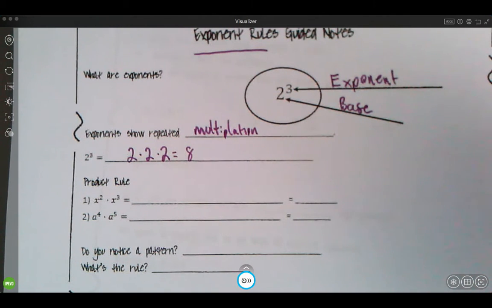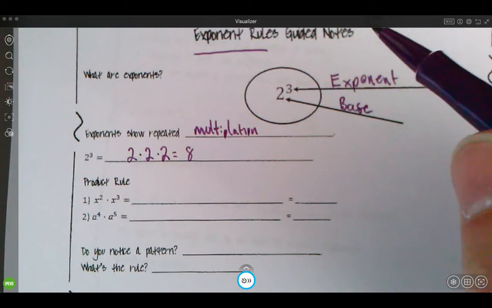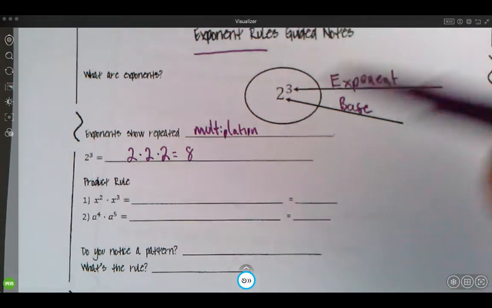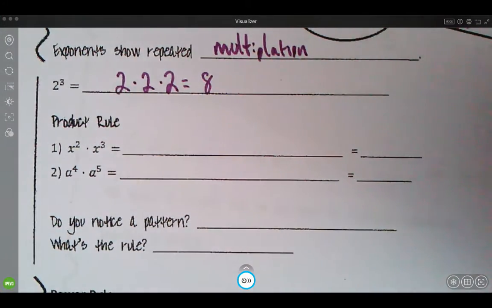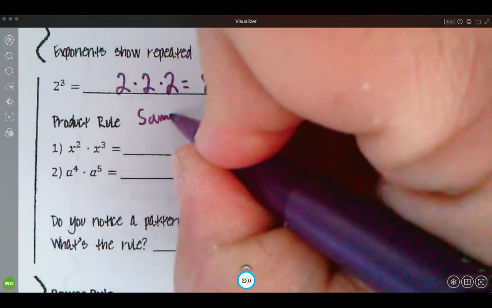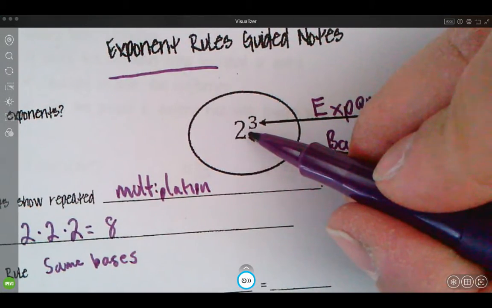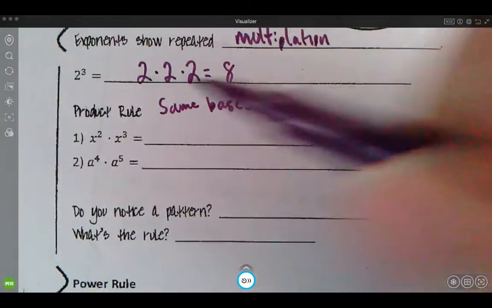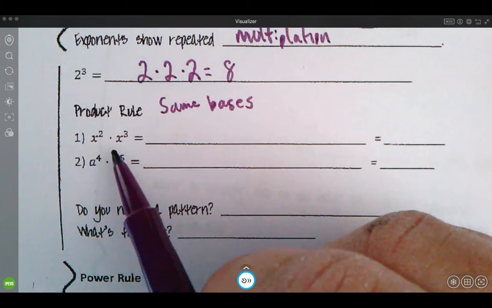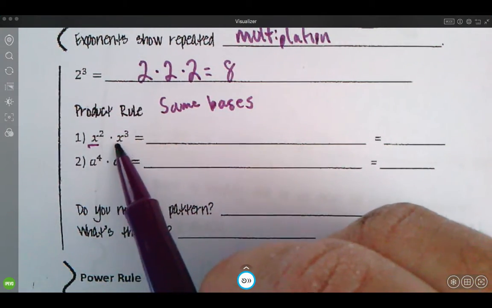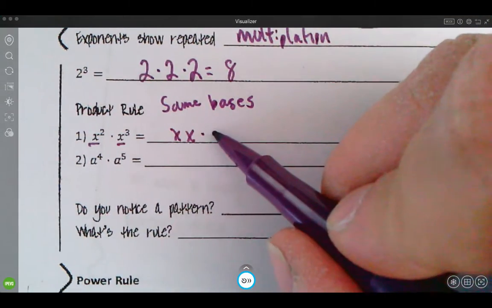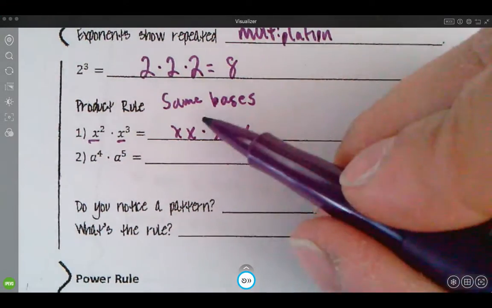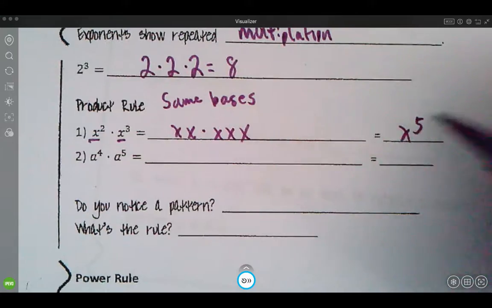So then there come different rules that you can use to simplify these different exponent expressions. The first rule is called the product rule. And a really important thing is that it has to have the same bases when you use this rule. Same bases means this number has to be the same in both expressions. And you have to be multiplying. So if you're multiplying x squared times x to the third, you can see they both have the same base of x. Watch what happens. If you write that all out, that's x times x, and then times x times x times x. Really, how many x's do you have there? It's x to the fifth.